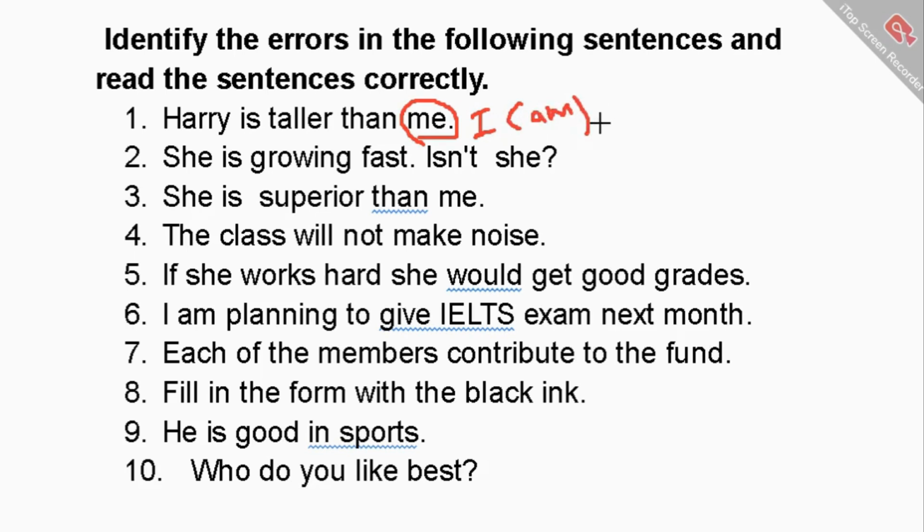Next one, she is growing fast, isn't she? So here you just need to add a comma. She is growing fast, isn't she? So here we have the verb is, and the tag would be negative because the statement is positive. Here it would be negative, isn't, and we are talking about the personal pronoun, so this she will come this side. Isn't she, then question mark.